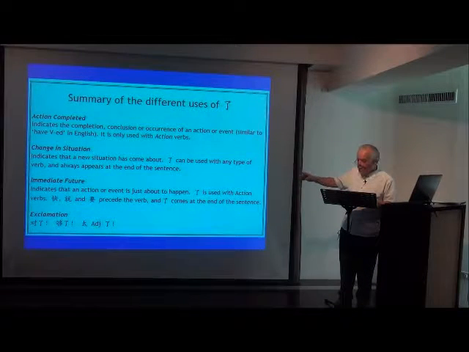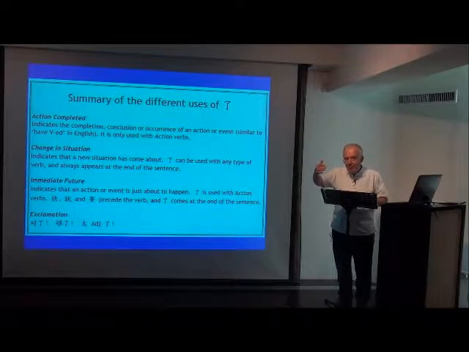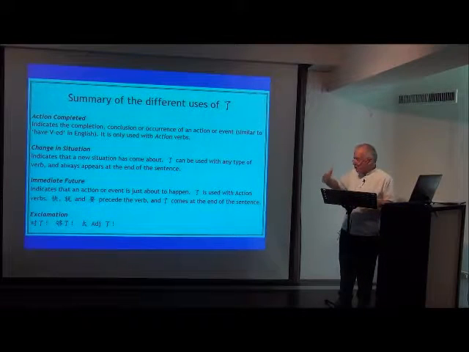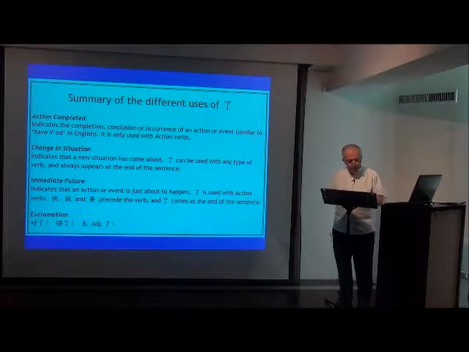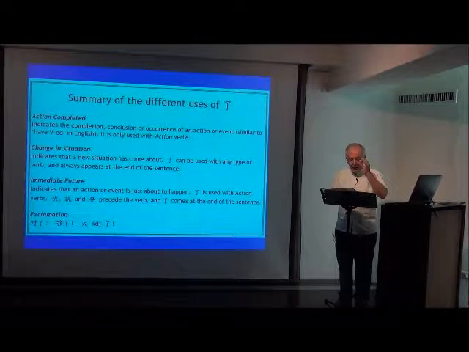Then the third, immediate future, indicates an action or event is just about to happen. 车子快要开了. The train or the bus is just about to leave, just about to start off. And so often, 快 and 就要 precede the verb. So again, we can have sentences here.